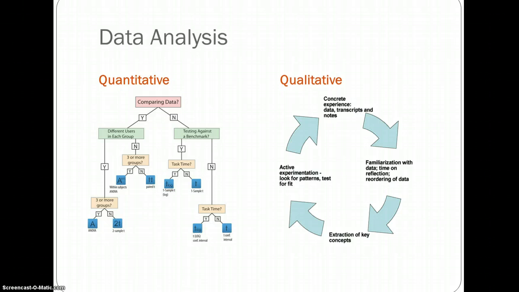The qualitative researcher during data analysis moves from a concrete experience with data, transcripts, and notes to familiarizing themselves with the data, reordering of the data, and then extracting key concepts, and then finally looking for patterns and testing for fit.